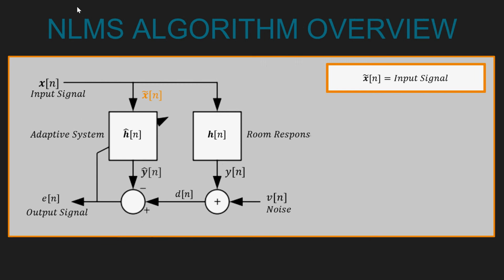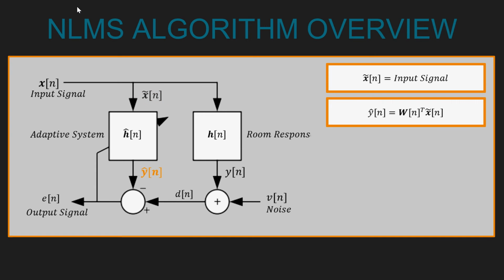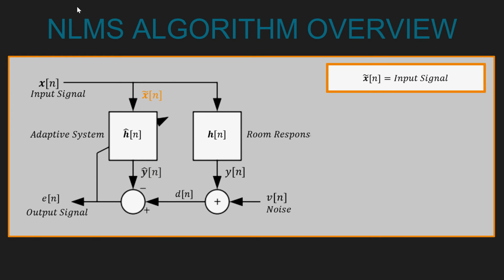The normalized least mean squares algorithm is very similar to the least mean squares algorithm, with the difference lying in the tap update equation. Here we can see that x tilde(n) is the input signal, which is taken to be the same size as the room response. So it's a chunk of x(n) which is the same size as the room response, or the number of taps, or the size of w.